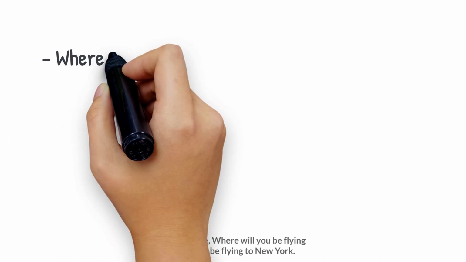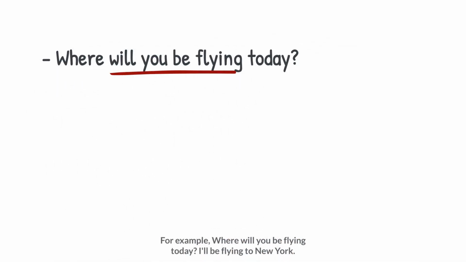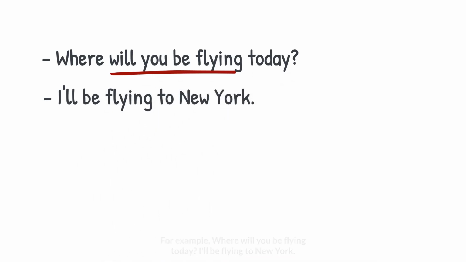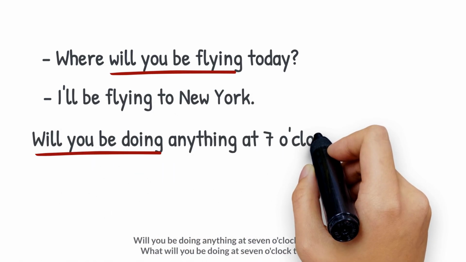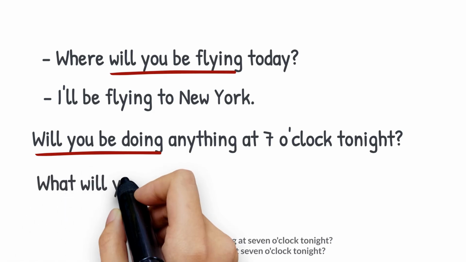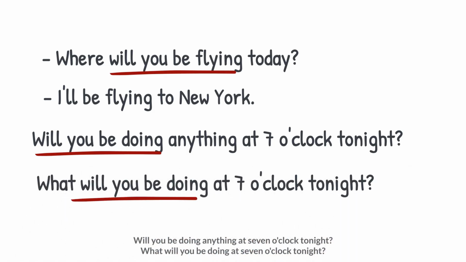In questions, the subject comes between will and be. For example, where will you be flying today? I will be flying to New York. Will you be doing anything at 7 o'clock tonight? What will you be doing at 7 o'clock tonight?